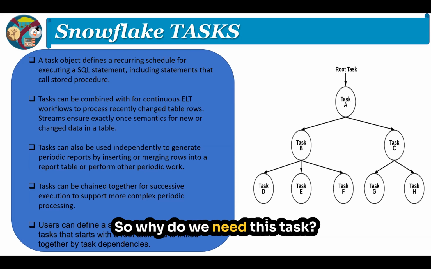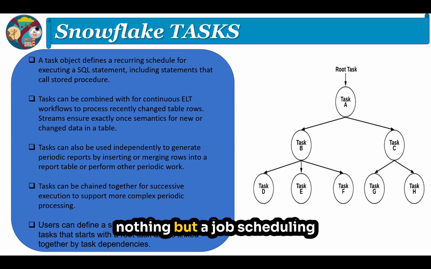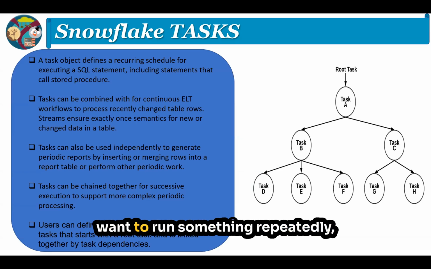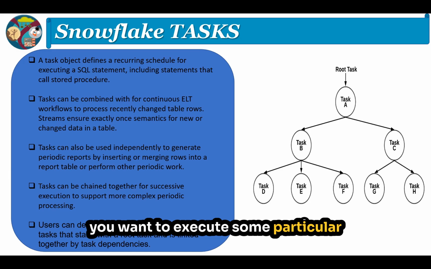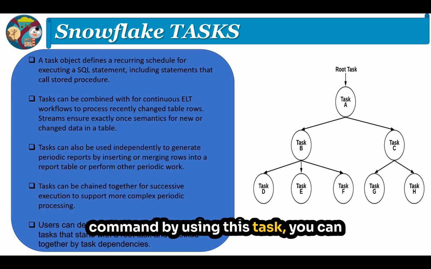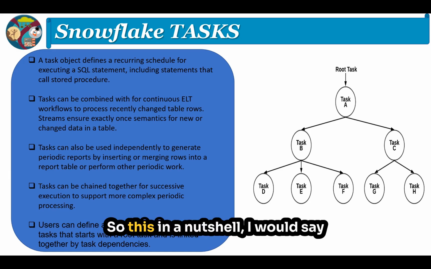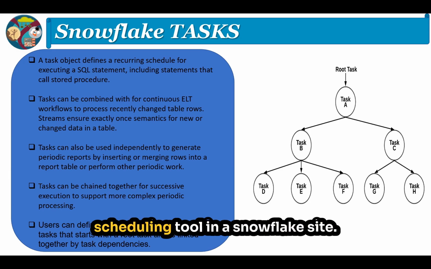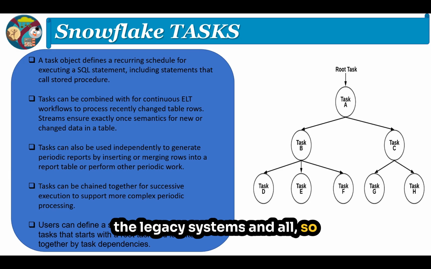So why do we need this task? What is meant by a task? In simple terms, a task is nothing but a job scheduling tool in Snowflake. Job scheduling in the sense that if you want to run something repetitively, or schedule something on a particular date and time, you want to execute some particular command. By using this task, you can achieve that. In a nutshell, a Snowflake task is a kind of job scheduling tool on the Snowflake side.